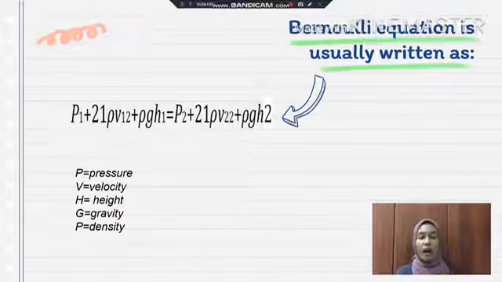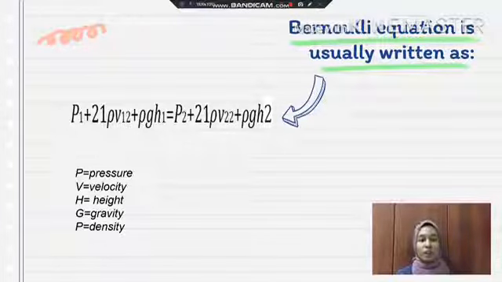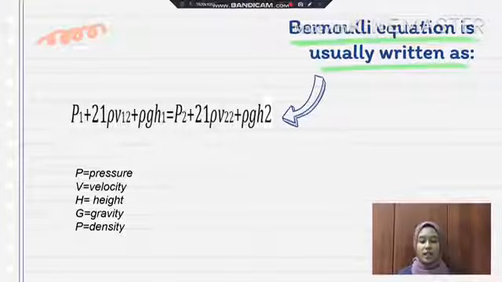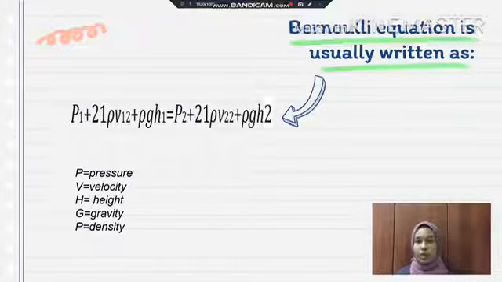So now, I want to talk about Bernoulli equation. Bernoulli equation was discovered by Daniel Bernoulli. Bernoulli equation relates the pressure, height, and speed. So, the equation on the slide is the Bernoulli equation that is usually written.